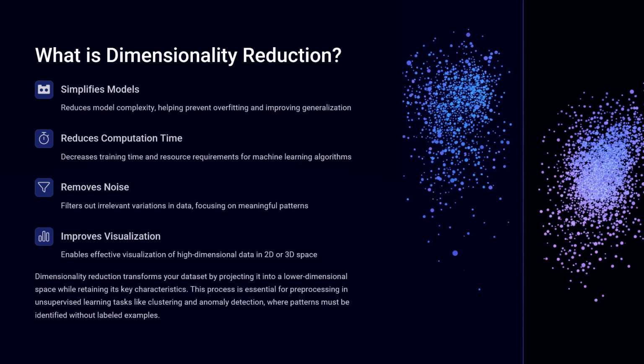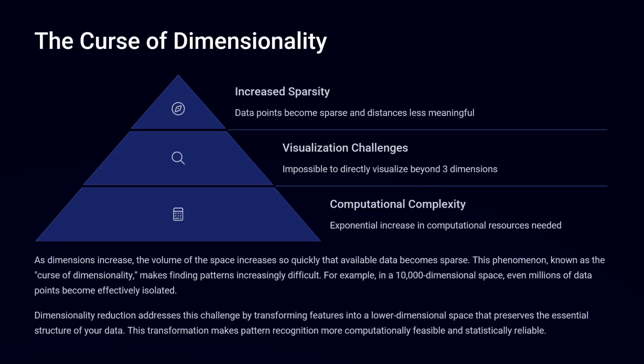Dimensionality reduction transforms your dataset by projecting it into a lower dimensional space while retaining its key characteristics. This process is essential for pre-processing and unsupervised learning tasks like clustering and anomaly detection, where patterns must be identified without labeled examples.